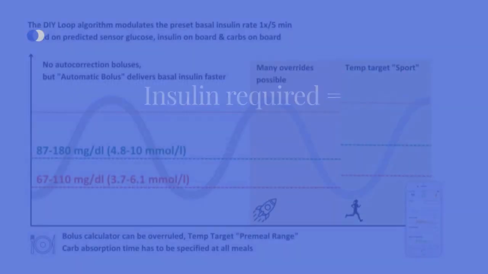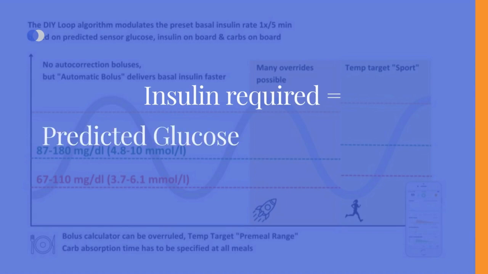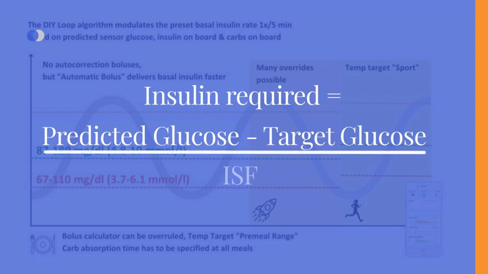DIY Loop calculates the insulin requirement by comparing the predicted glucose level with the target glucose level and dividing the difference by the insulin sensitivity factor. This insulin requirement is used to adjust the preset basal insulin rate.